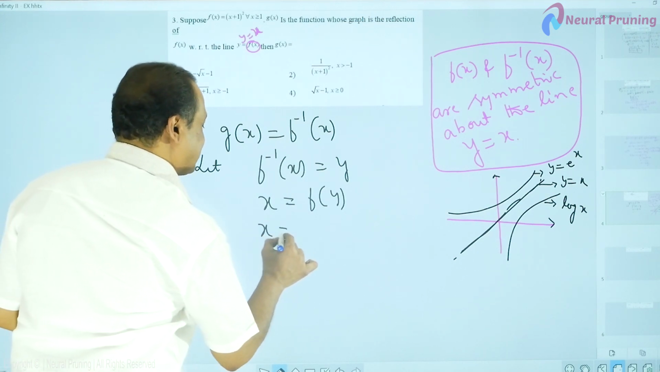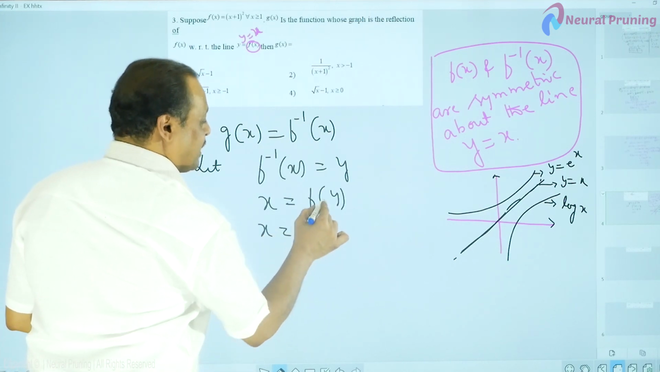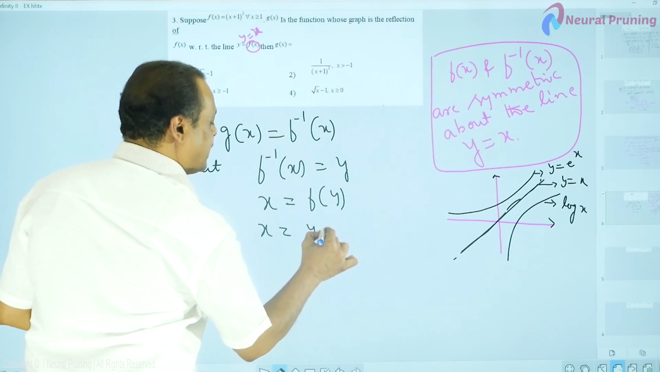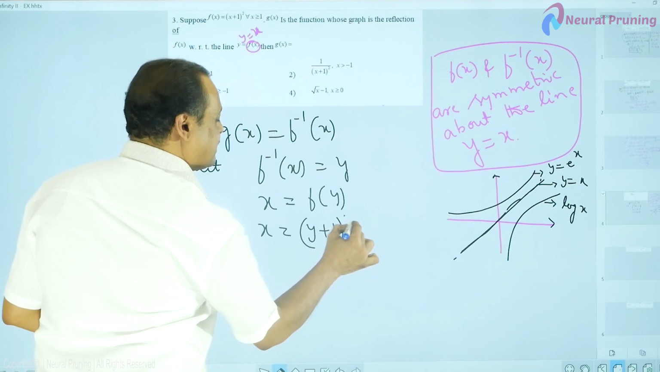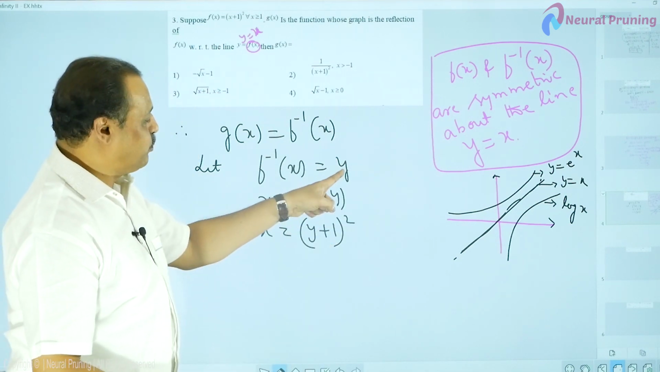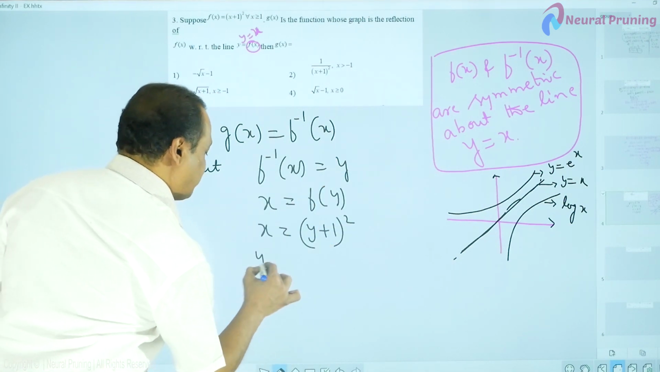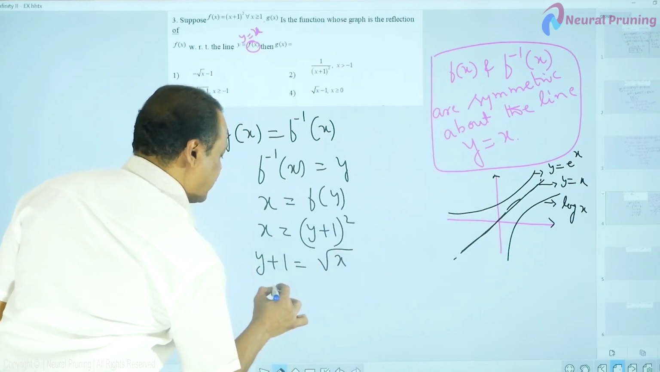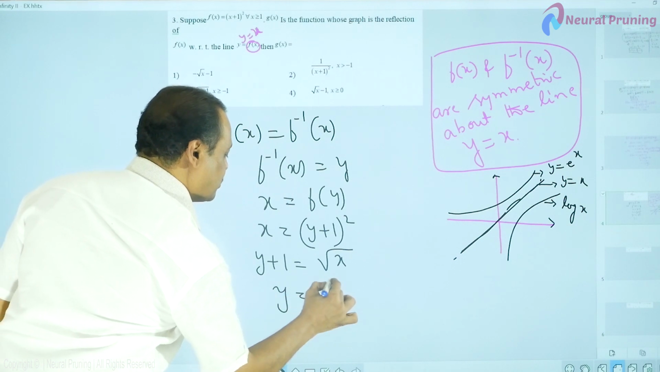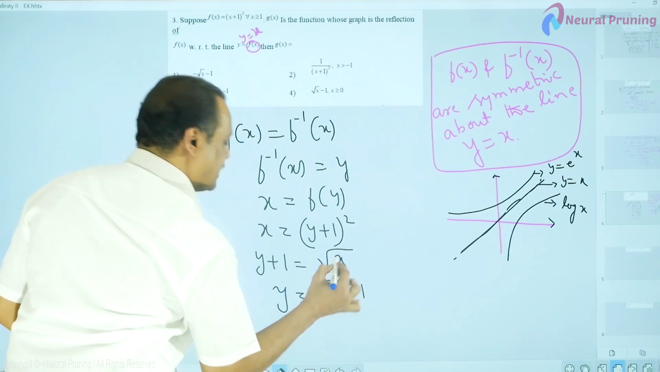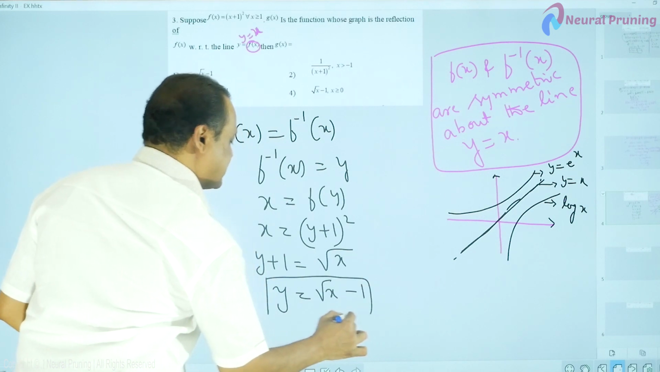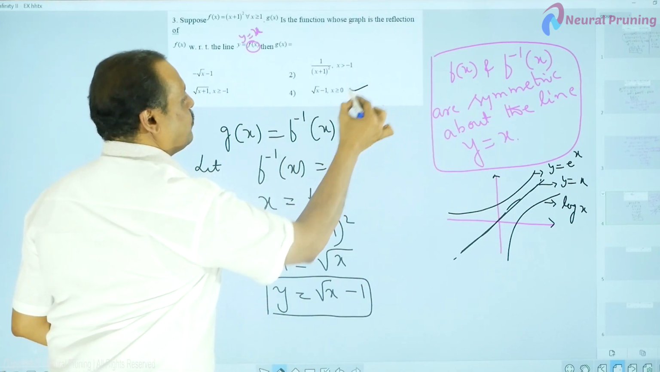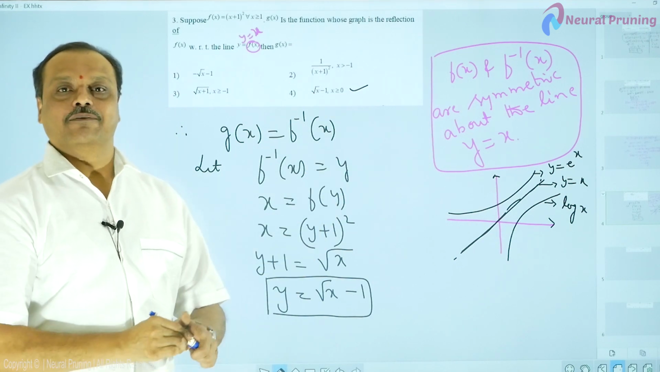Therefore, x is equal to what? f of y is nothing but (y plus 1) whole square. And what is to be found? I need to find y in terms of x. Therefore, y plus 1 is equal to root of x, and y is nothing but root x minus 1. So root x minus 1 is the answer I get for this particular example.